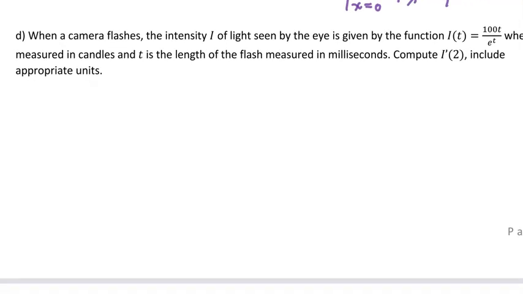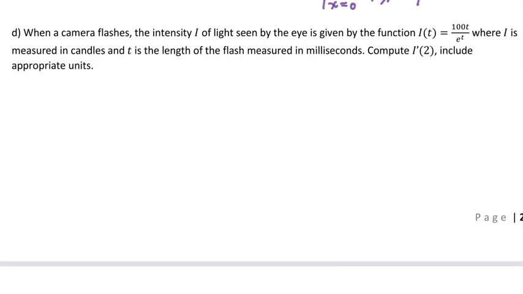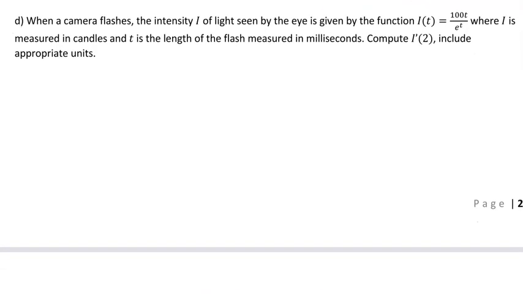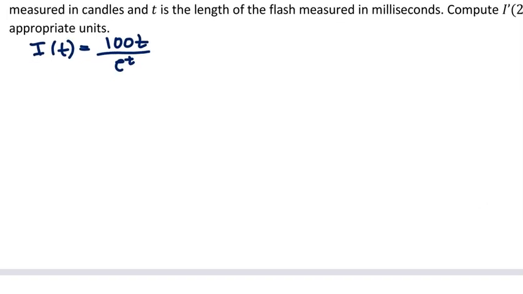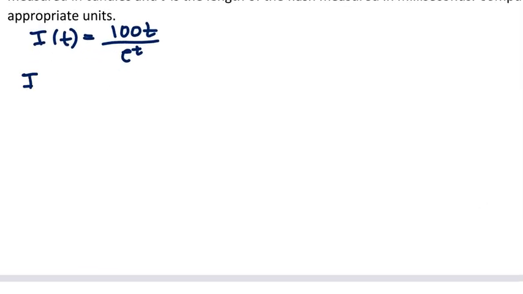I need to zoom out a little bit more even. There we go. When a camera flashes, the intensity of light seen by the eye is given by I of t equals 100t over e to the t, where I is measured in candles and t is the length of the flash measured in milliseconds. So t is how long the flash is. We want to find I prime of 2 and include units, so we want to kind of make sense of what our I prime means.